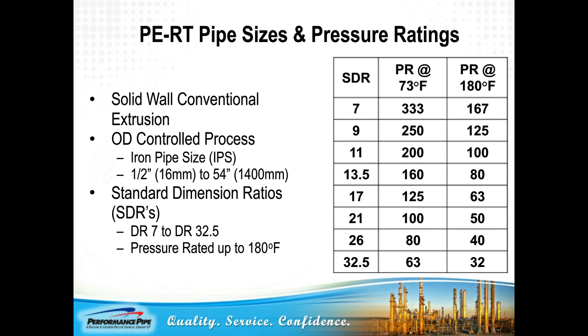PERT pipe sizes and pressure ratings. Like standard PE4710 materials, the PERT is a solid wall pipe produced by conventional extrusion as shown on those previous slides. The process is OD and wall thickness controlled to produce sizes from half-inch to 54-inch outside diameter with standard dimension ratios ranging from DR7 to DR32.5. PERT pipe and fittings are pressure rated up to 180F, with the most common SDR11 having a pressure rating of 200 PSI at 73 and 100 PSI at 180 degrees Fahrenheit.